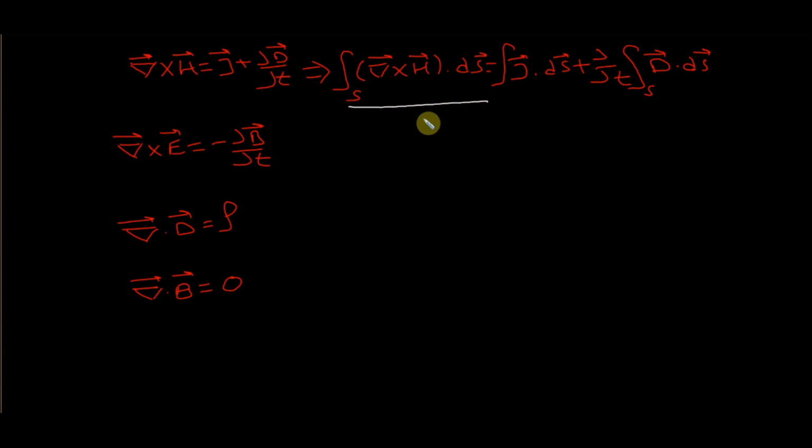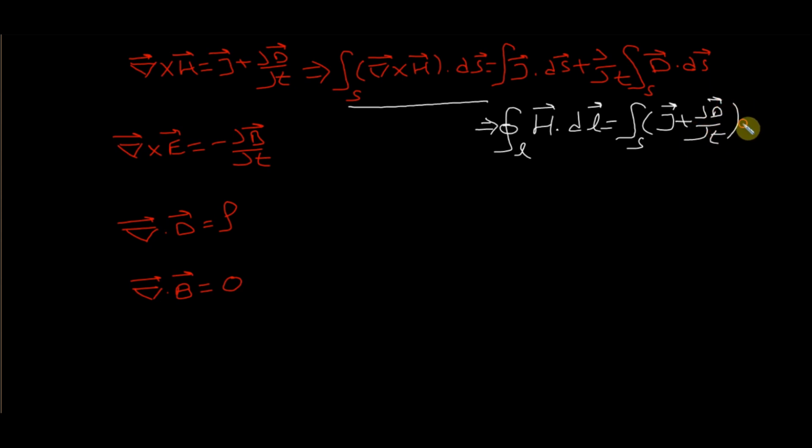So now apply the Stokes theorem here. If you apply the Stokes theorem, you will get: the surface integral of the curl of any vector field can be represented as a closed line integral, H dot dl, is equal to the surface integral of J plus curl D upon curl T, dot ds.